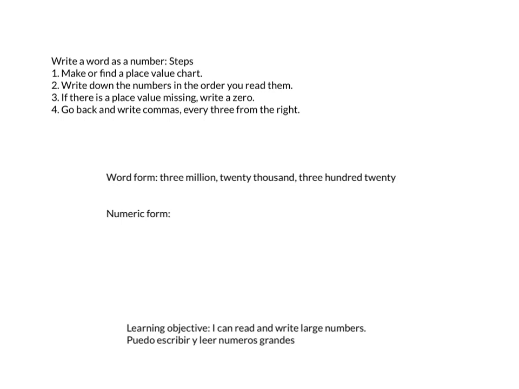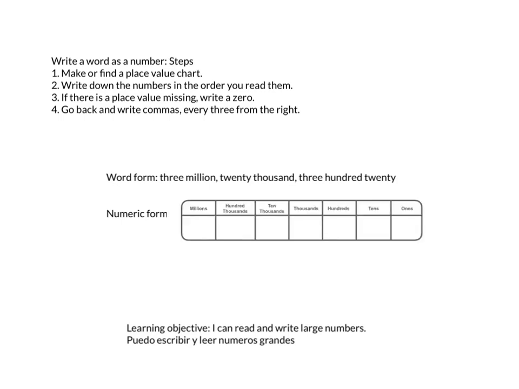Let's follow the steps for this one. Word form: 3,020,320. Let's get a place value chart. Again, you can find one online and take a picture and draw on it, or you can draw one or write one on your board or paper. Now, write down the numbers in the order you read them. 3,020,320. We need to make sure that we fill them in the right spot, so let's check that we're starting in the right spot. 3 million. We do have a millions place, so we can start there.